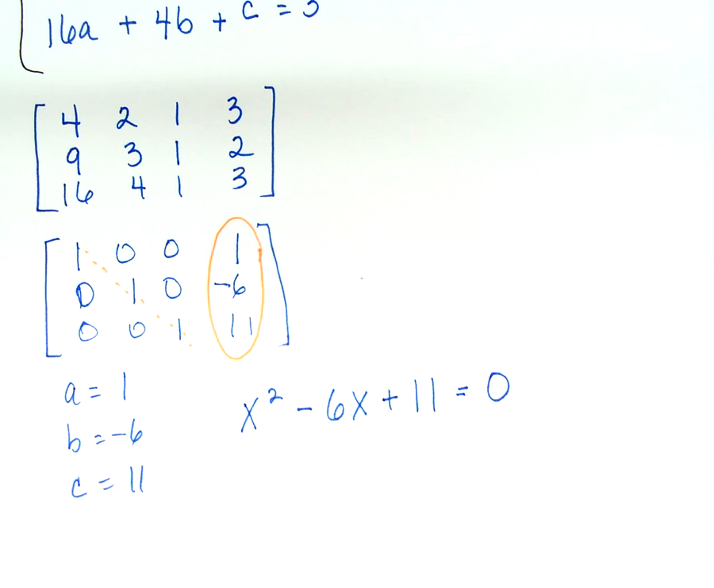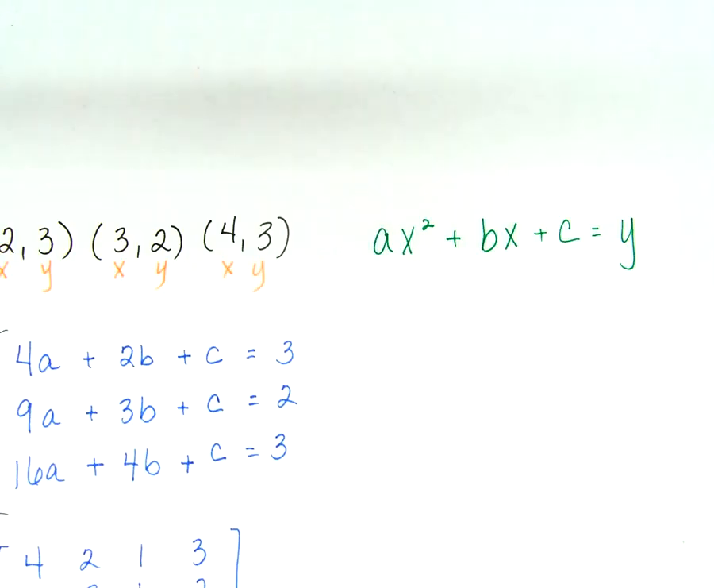I think on my answer key I have them all equal 0 because I wanted the quadratic that passes through those points, right? But setting it equal to y is not wrong. Does everybody understand that? Okay. Can I do one more? Okay.